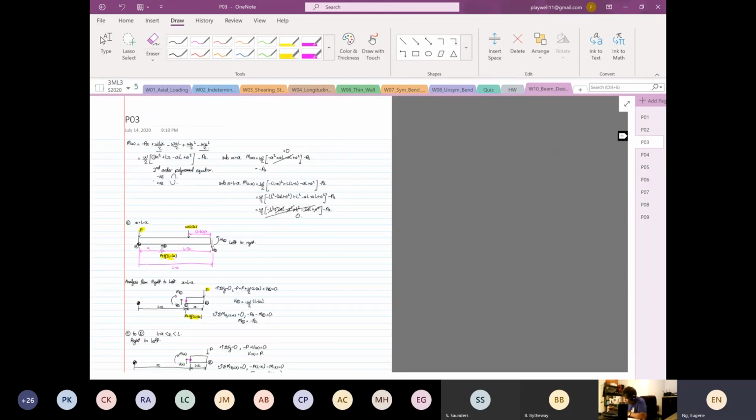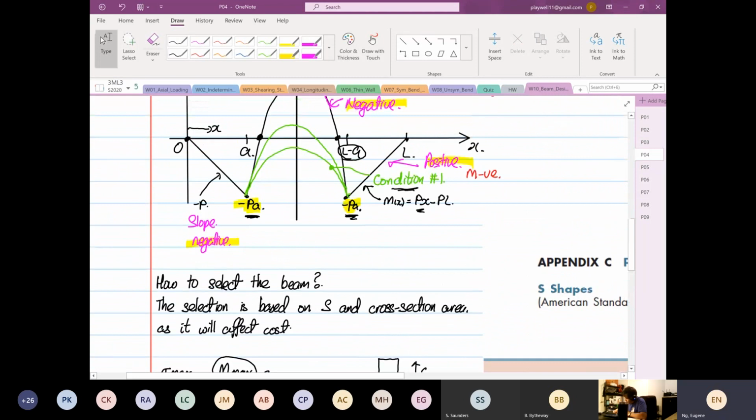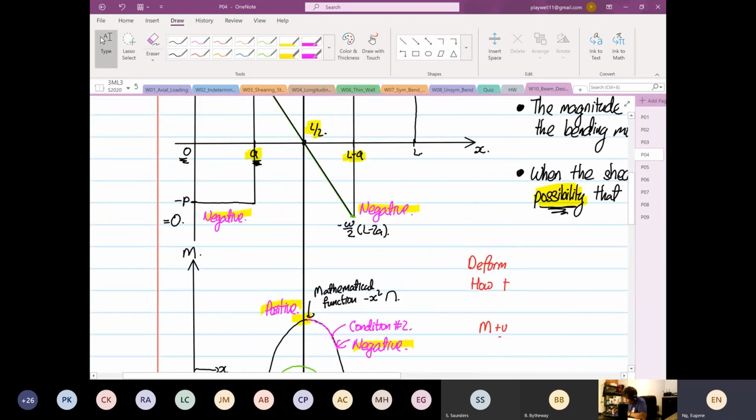So remember the term we talked about earlier. So it crosses the where? It crosses the 0, right? It crosses here. Okay. And then the next one we have to check when it's what? At L/2. So we have to calculate the moment again.